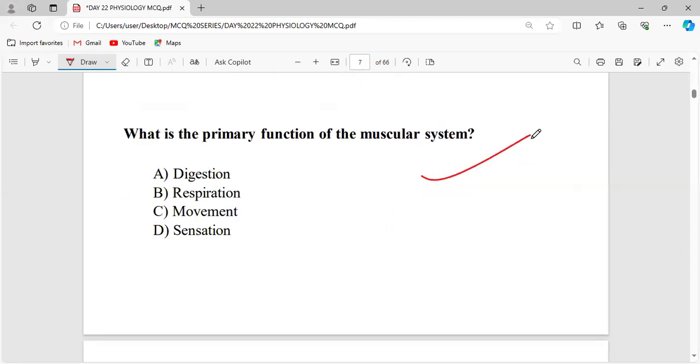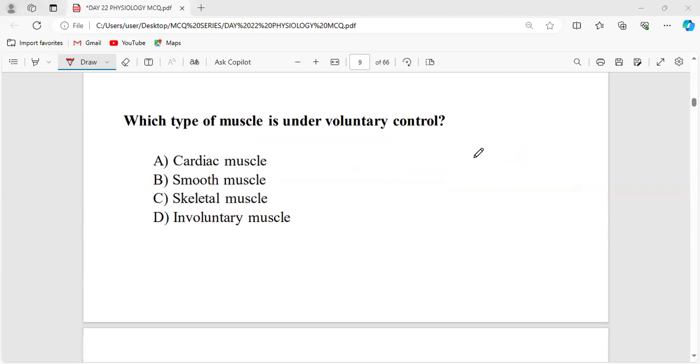Now coming to the question, what is the primary function of the muscular system? Movement. Which type of muscle is under voluntary control?